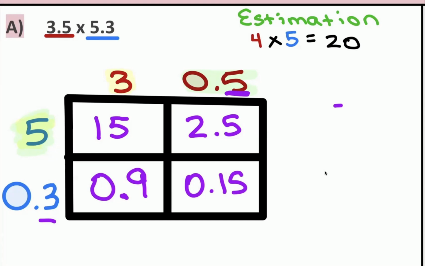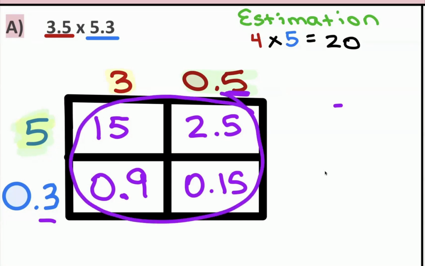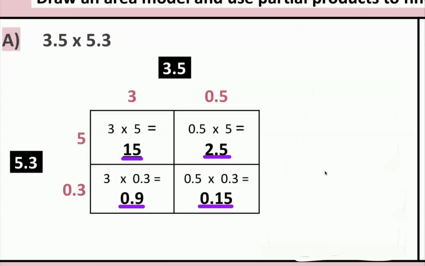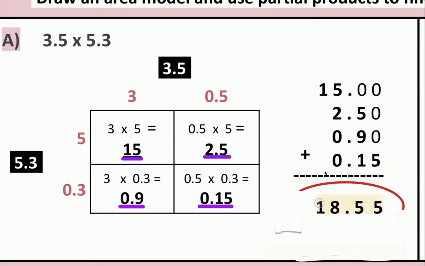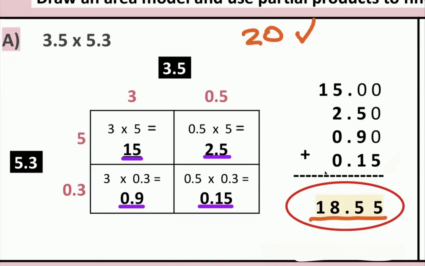Our last step is to add all of our partial products together. Make sure to line up your decimals, and let me give you a little bit of a neater version of this. Here's a neater version of the area model. And now we'll add everything that's underlined in purple, our partial products. Make sure your decimals are super lined up. And we get a final answer of 18 and 55 hundredths. Our original estimation was 20. And so if I have $18.55, that is close to $20, so we are on the right track.